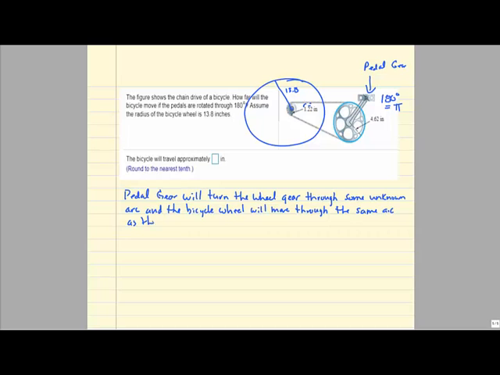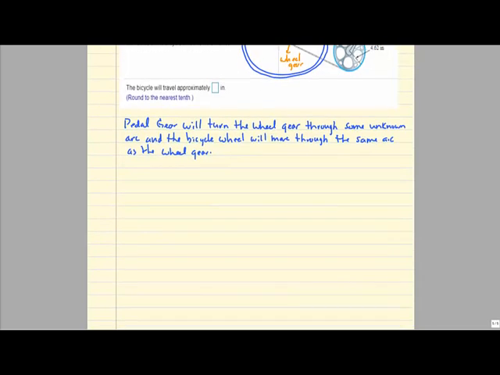So let's go ahead and identify some things here. This piece right here, we're going to call the wheel gear. And this big blue piece right here is called the wheel. So think about that like it had an inner tube on it. Okay, so that's our first big piece of information. So our first step is to work with this pedal gear.